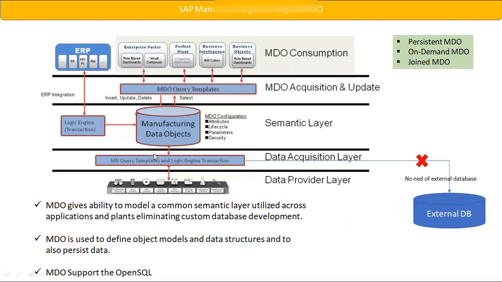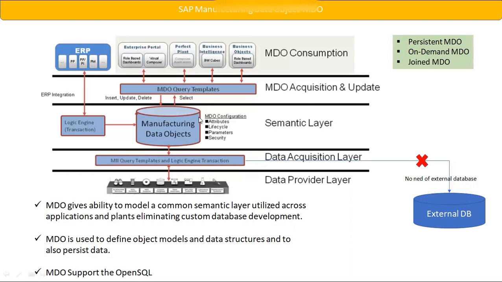Now in MII, by using the MDO you can create one persistent MDO to store the data in the SAP MII database. So the concept here is storing the data inside the SAP MII database by creating your MDO. While you create an MDO in SAP MII, there are different types of MDO, like a persistent MDO. I'm talking here about the persistent MDO and comparing it with the database table. So create one persistent MDO in SAP MII.